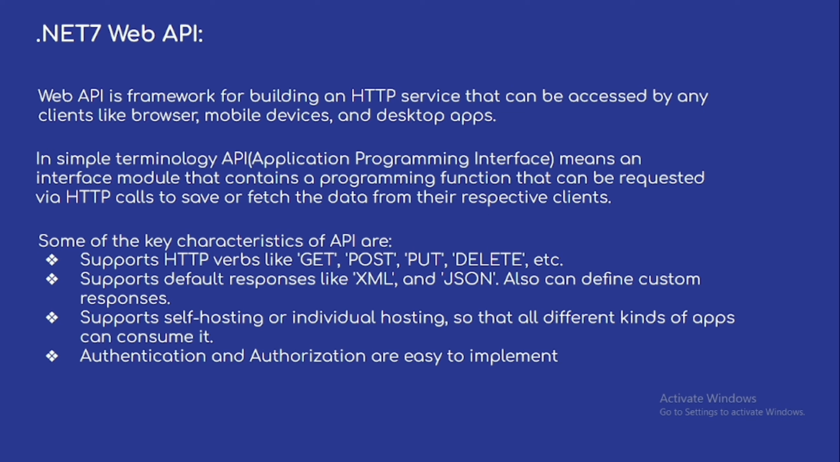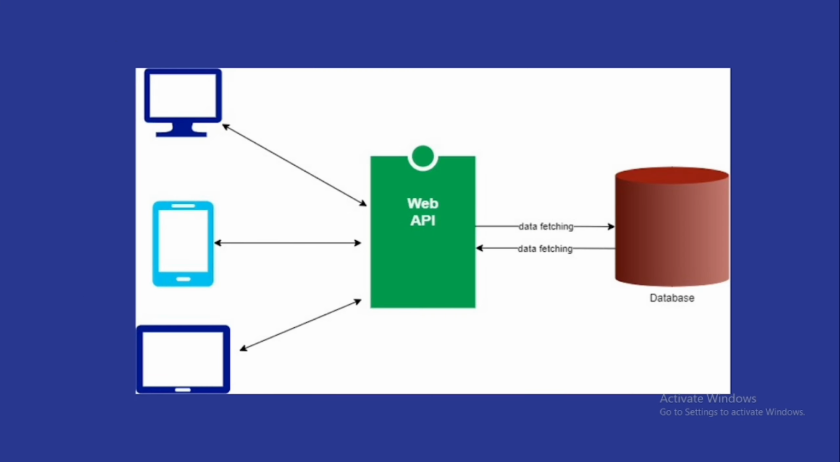It can be self-hosted on all different kinds of platforms and can be consumed by all different kinds of applications. Okay, this is the brief overview on Web API. And here is a small diagrammatic representation of Web API. Since already we discussed it, right? Web API fetches the data from the database and it can be served to any kind of application, like desktop, mobile, or tablet, any kind of application.